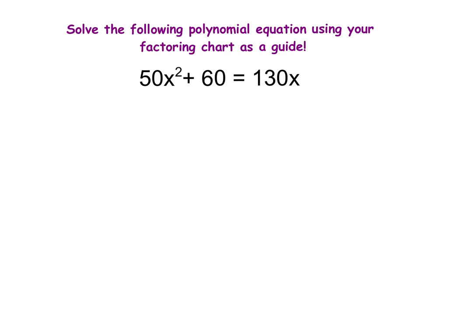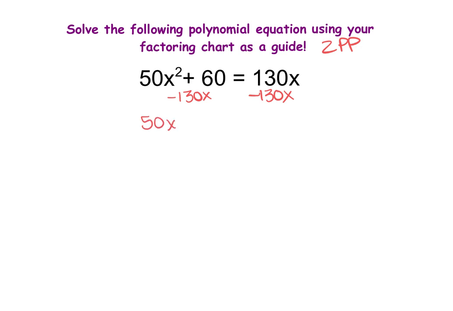So now let's take a look at this second problem. When I look at this second one here, what I notice is that I don't have the equal to 0 part that I need in order to use the zero product property. So we're going to start by subtracting 130x from each side.